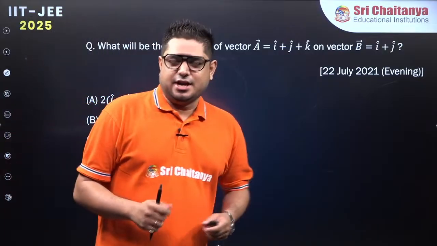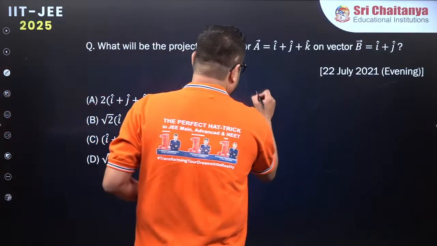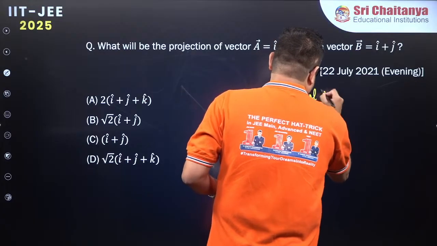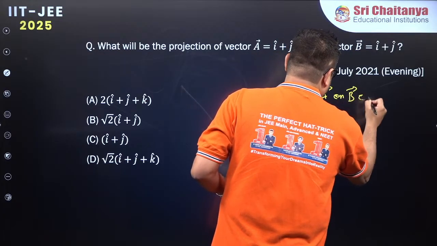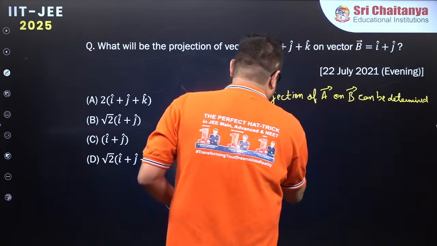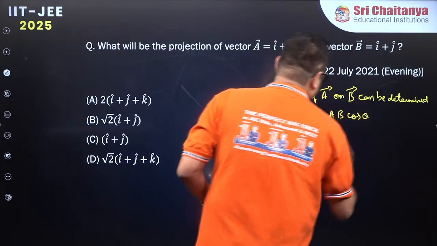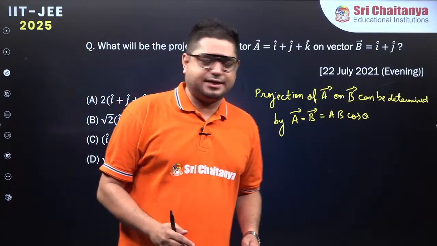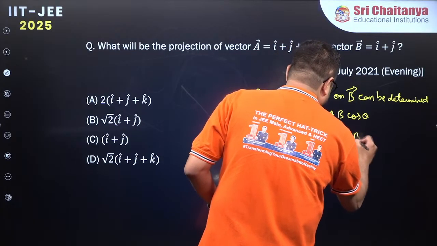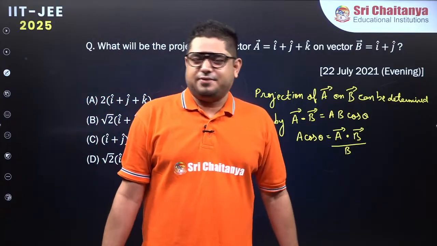So what needs to be done? This is an application of dot products itself. You can write down the concept which is going to be included over here, that is, projection of A vector on B vector can be determined by using A dot B is going to be equivalent to AB cos theta. Everyone knows this. So what are we supposed to find out? We are supposed to find out A cos theta over here. So you can write down that A cos theta is going to be equivalent to A dot B divided by B over here. So that's how you can find the value of it, isn't it?